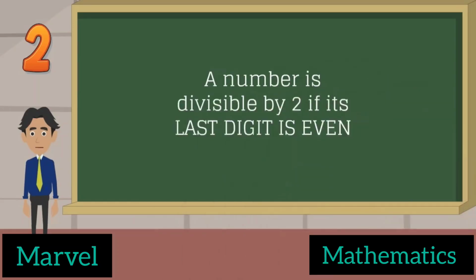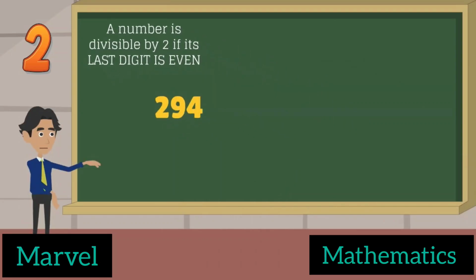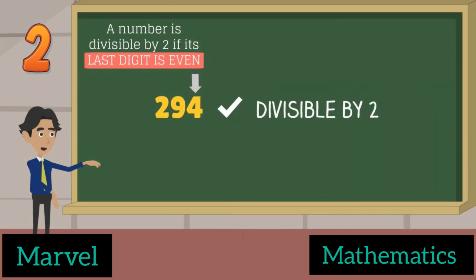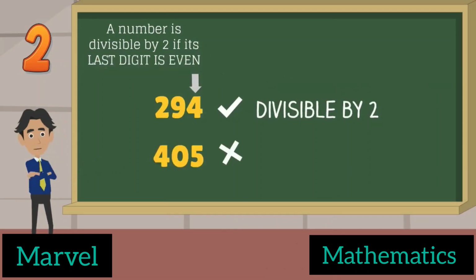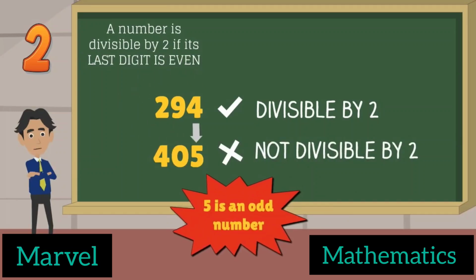A number is divisible by 2 if its last digit is even. For example, 294 is divisible by 2 because 4, the last digit, is an even number. On the other hand, 405 is not divisible by 2 as its last digit 5 is an odd number.